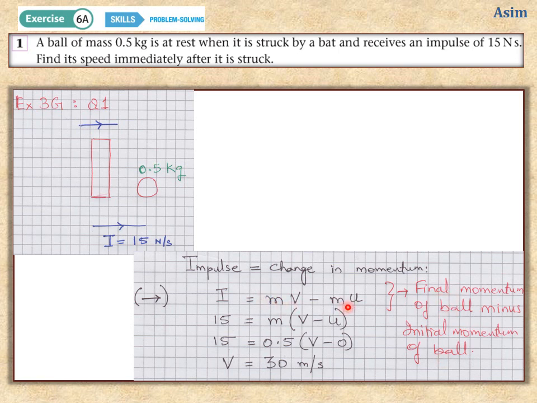So mv minus mu, you take m common, m(v minus u). v is what we are finding. u is the velocity of the ball, and the ball is at rest. That's why u is 0. Simple maths, you'll get the answer. So velocity is 30 meters per second. Clear? The direction of impulse and the direction of velocity are the same, that's why we are taking this velocity as positive, and you have to be very careful with that. Sometimes the direction will be opposite, so you should take negative v. We'll take that in the next example.